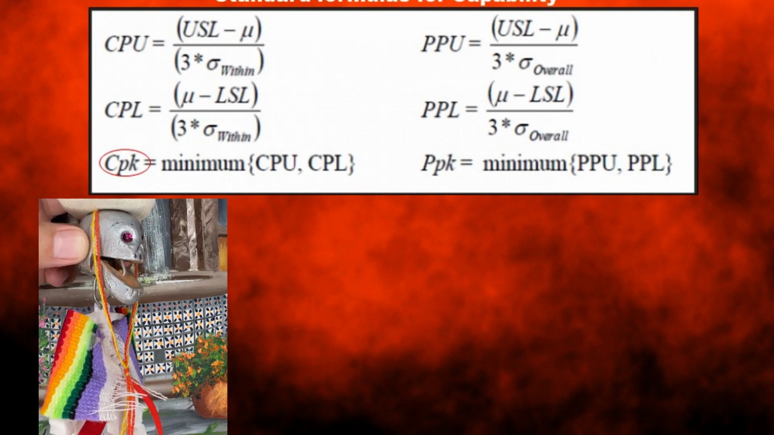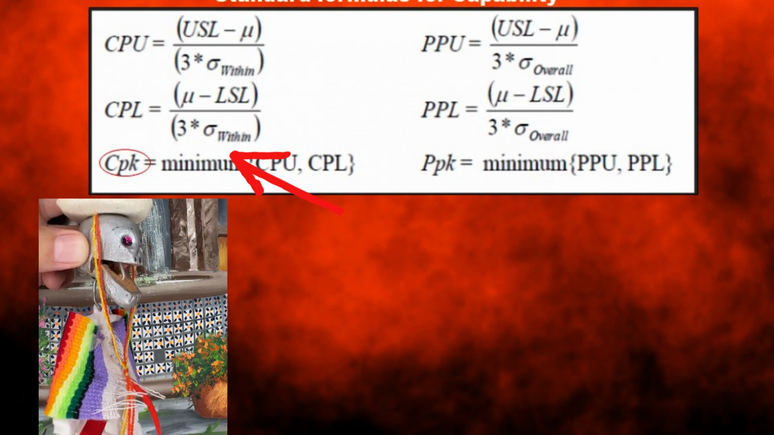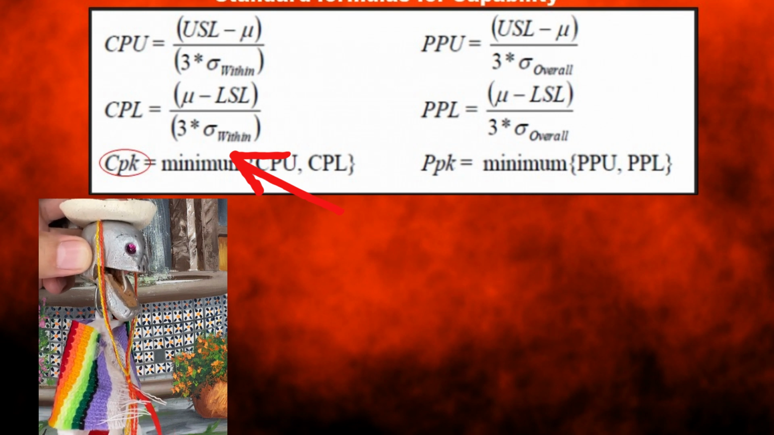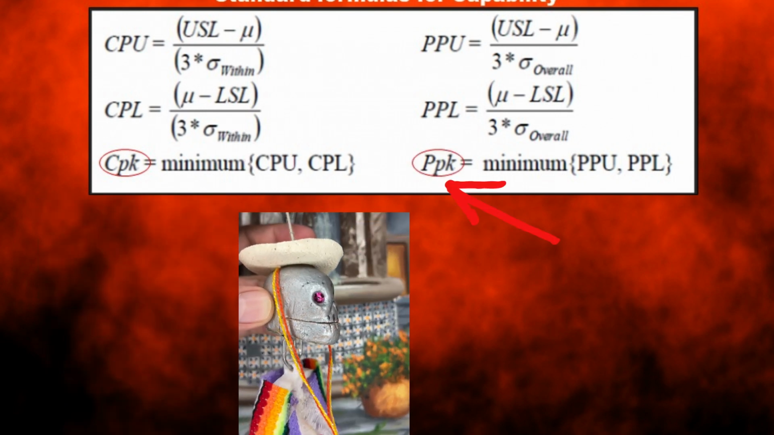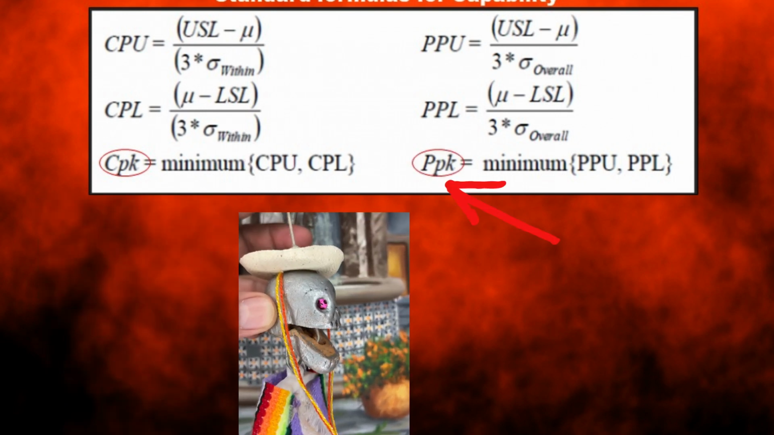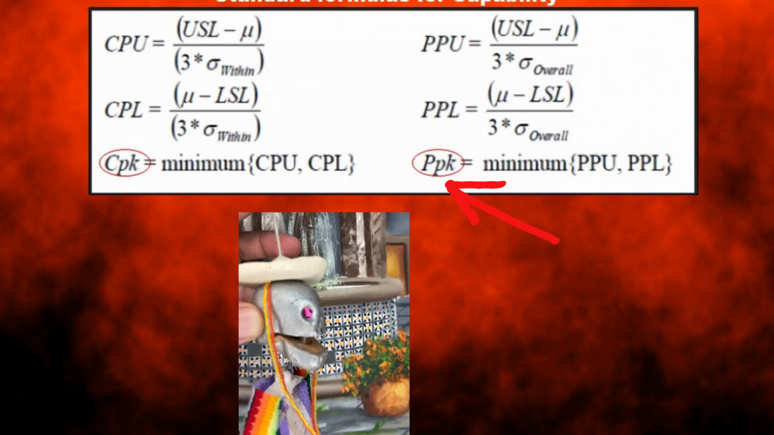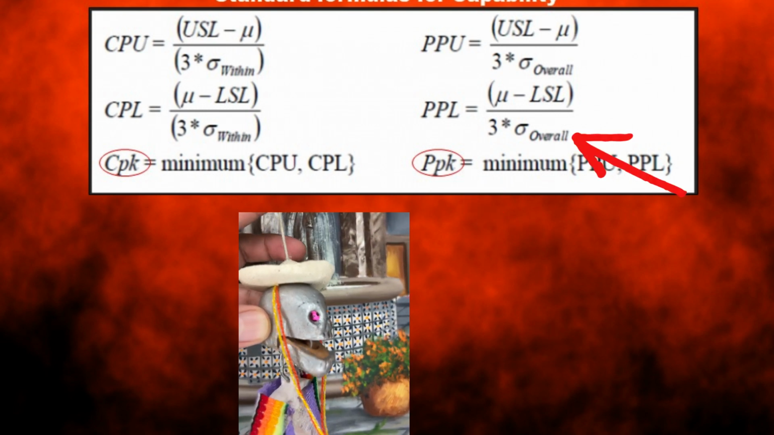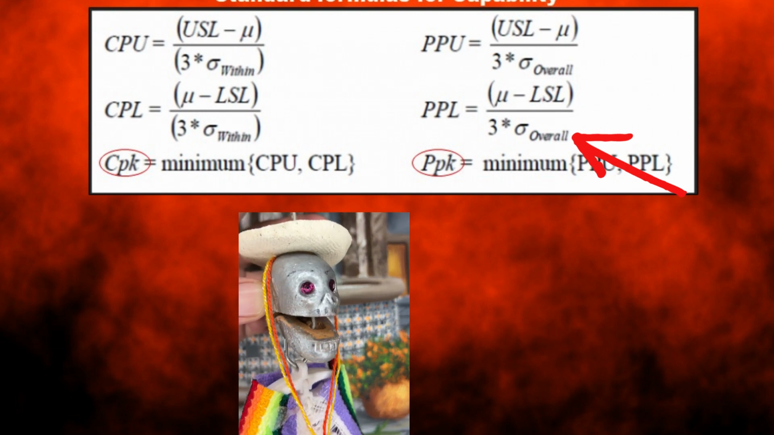Please notice that the standard deviation in this case is called the standard deviation within. I will explain that in a second. For calculating the PpK, the formulas are the same, except that the standard deviation used is the standard deviation overall. I will explain that in a second as well.